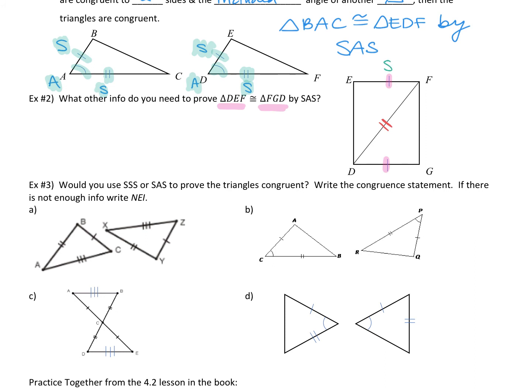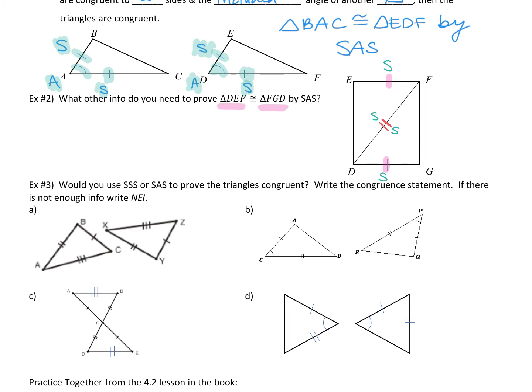Here's a side that corresponds to a side that corresponds to a side. What angle are we looking at? What do we need for SAS? Remember, it's got to be the included angle. Julia. Is it angle D or F? What is angle D? There's two angles there, right? How do you name an angle if there's multiple angles with the same vertex?